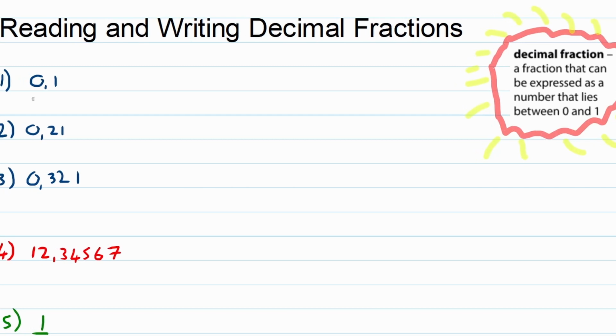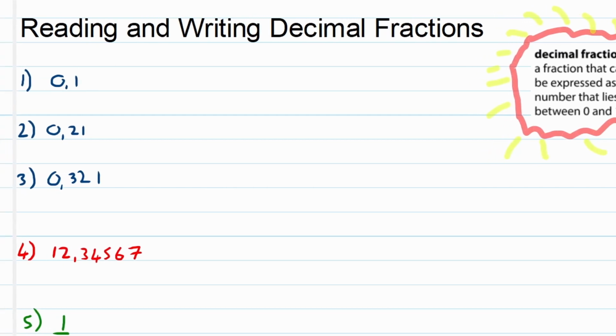So let's look at this decimal fraction right here at number 1, 0.1. This can be expressed as 1 over 10. And you can test this with your calculators if you want to. 1 divided by 10 is equal to 0.1.